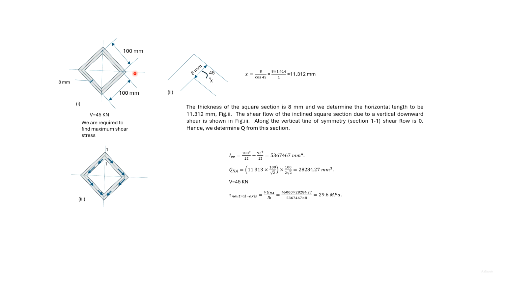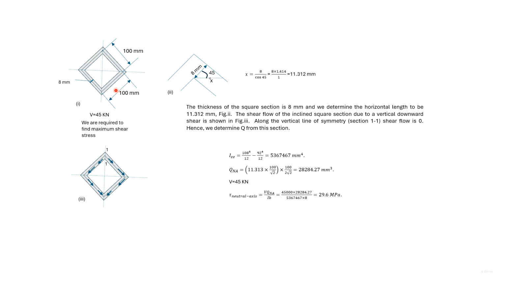Here we have a square hollow section oriented as shown, to which a 45 kN load is applied. We are required to find out the maximum shear stress in the section. The shear flow in the section will be as shown in this diagram. We'll require this distance x of the inclined portion. Thickness is 8 mm and this angle is 45. So x is equal to 8 divided by cos 45 or 11.312 mm.